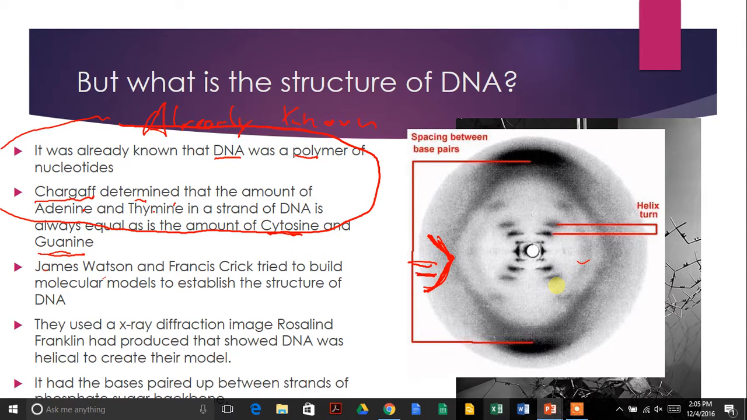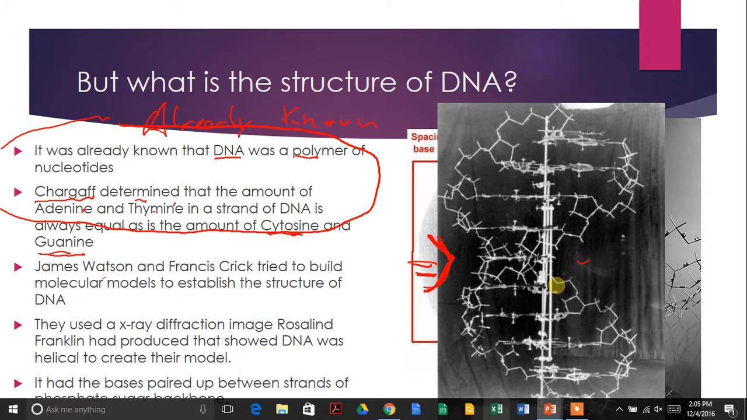And with that, they were able to make their new model like this. And they were awarded the Nobel Prize for determining the structure of DNA by stealing Rosalind Franklin's work, pretty much. She never received the Nobel Prize because it can't be awarded posthumously. However, her colleague Wilkins did. So James Watson, Francis Crick, and Maurice Wilkins all received the Nobel Prize, and she was left out.